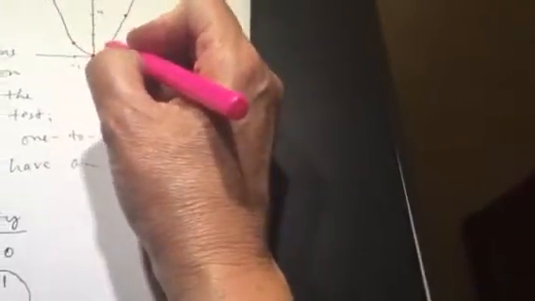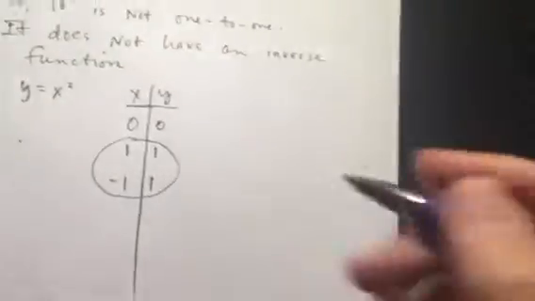And if I go back up there where my picture is, right here I have 1, 1, and -1, 1, and here's my horizontal line that would indicate it's not one-to-one. So the horizontal line is a visual way to grab 2 points that have the same y value, which indicates not one-to-one.